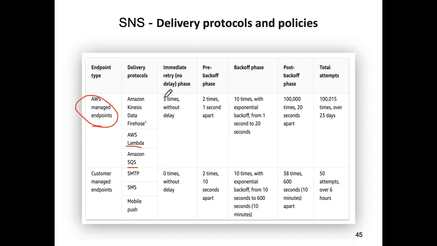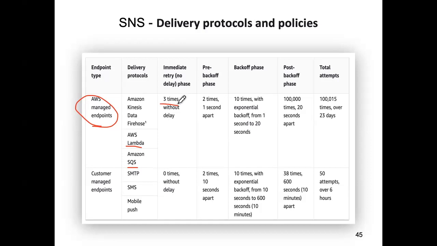So first of all, it has 3 attempts at trying to deliver a message to a subscriber. And those 3 attempts are in immediate succession, so there's no delay between them. So there's 3 goes at delivering the message. The way it knows whether the message has been delivered or not is because it will get an acknowledgement from the subscriber service that the message has been received. So that could be the Lambda service telling it, I received your message, or the SQS service responding to SNS saying, I have received your message.